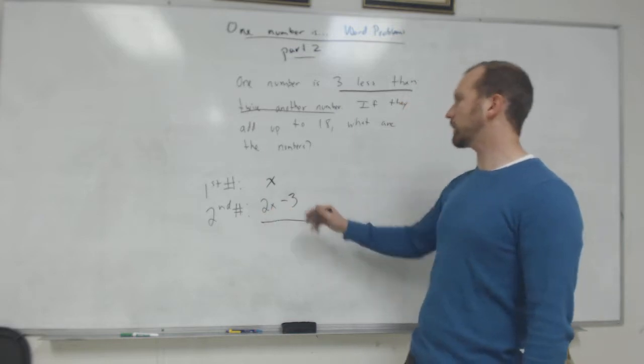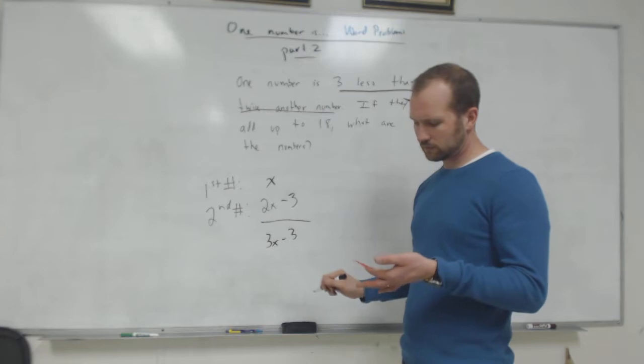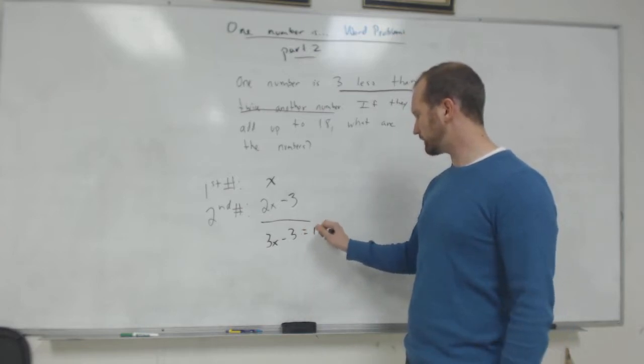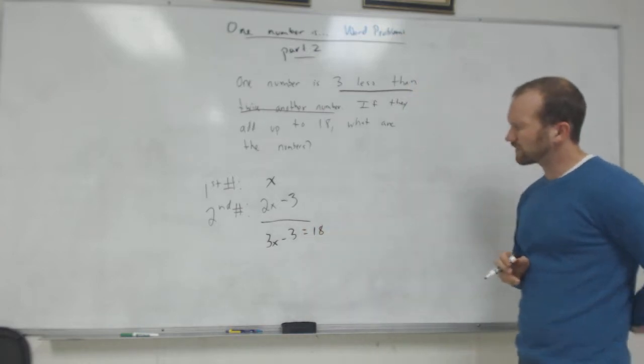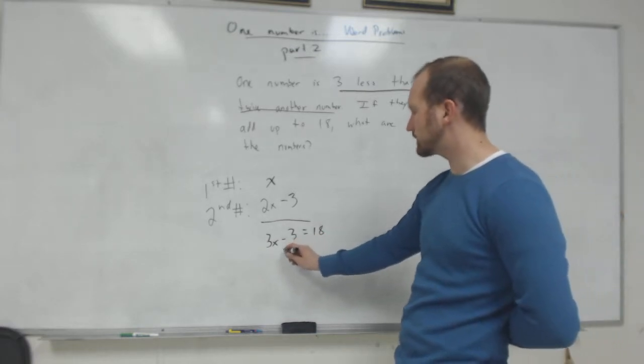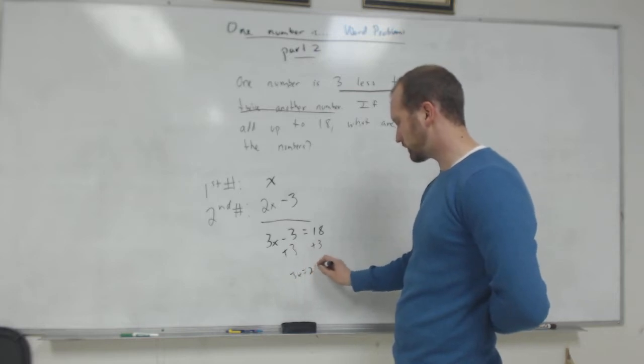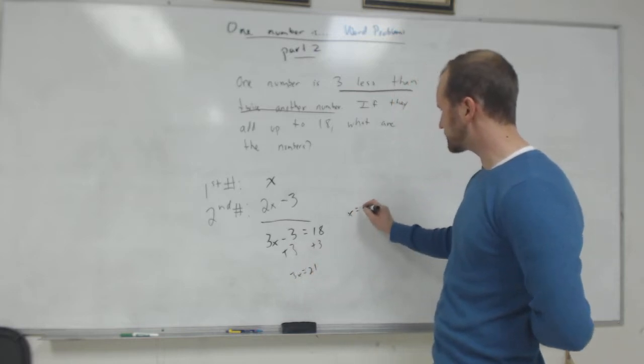Then we're going to add them up, and just as you guys said, 3x minus 3 equals 18. How do we solve that? Add 3 to both sides. Which is 21, right? 3x equals 21. So x equals 7.